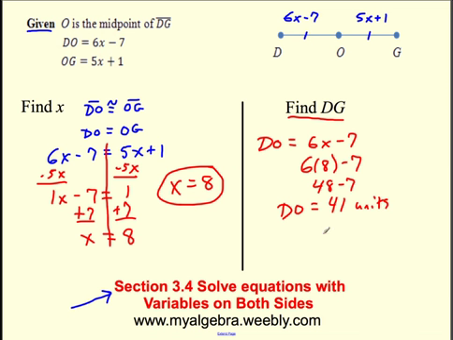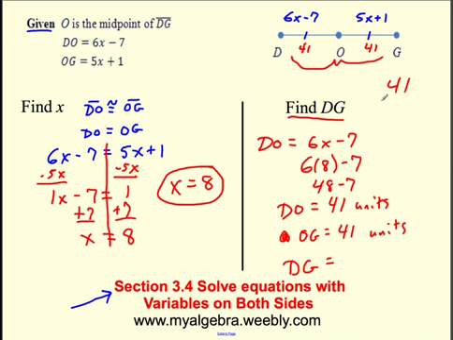And if DO is 41, what do you think OG is? We could do the math and plug 8 in, but really if it's the midpoint, what's it got to be? It also is 41 units. But that's not the question. The question is, what is from D to G? Well, if you look back up at the picture, if this is 41, and this is 41, add them together and that will give me the whole total here. So what is 41 plus 41? It's going to be 82. So really DG is 82 units long.